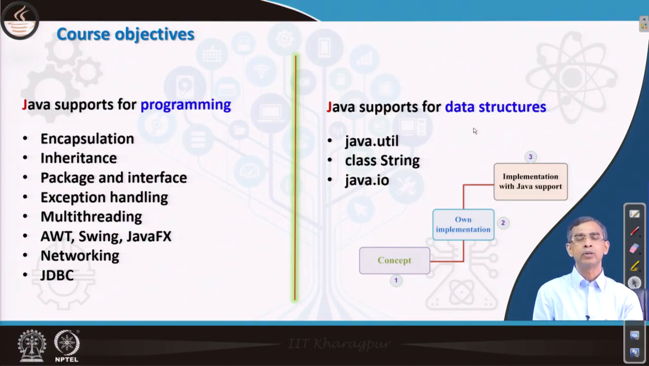Then java.io is an input-output related package which allows you to deal with the flow of data from different sources. So, these are the three things required in order to understand data structures. Util is for managing the data structures. String is a special kind of data with which any program can be written. And input-output is the mechanism by which different forms of data from different sources can be managed.